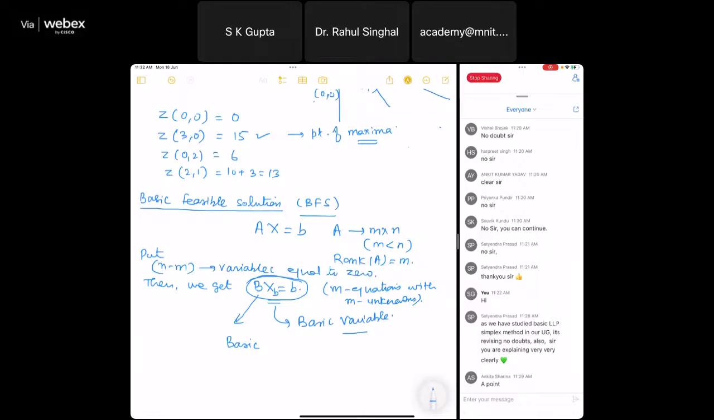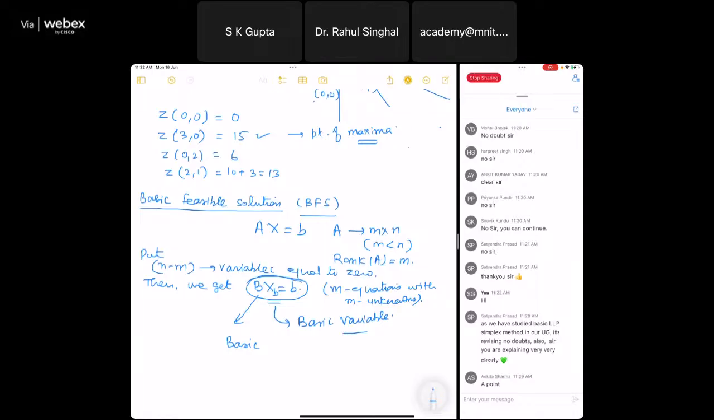Now if all the basic variables are greater than or equal to 0, then it is called a basic feasible solution, right?